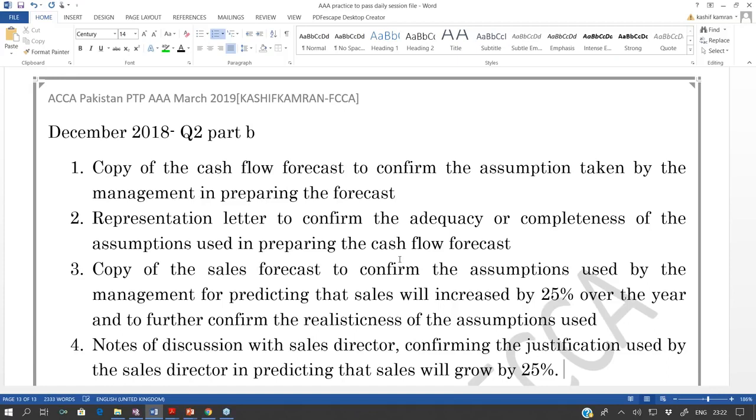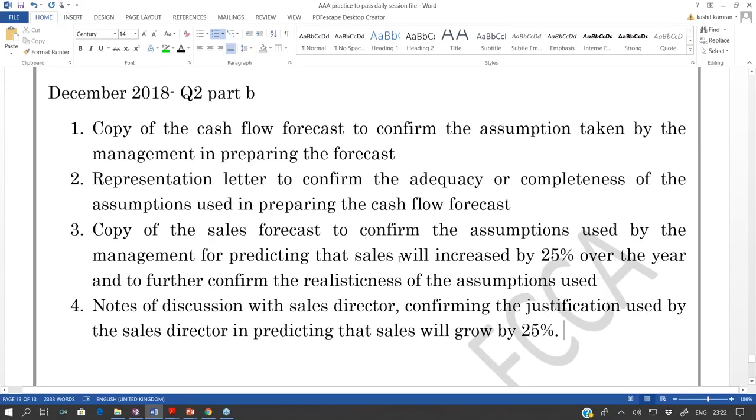So I can have a meeting with the sales director, right? I can have a discussion with him: can you justify on what grounds and on what basis the sales will increase by 25%? Right? Okay, let's go down. Number fifth.